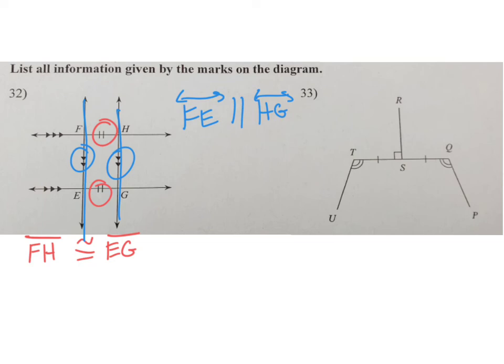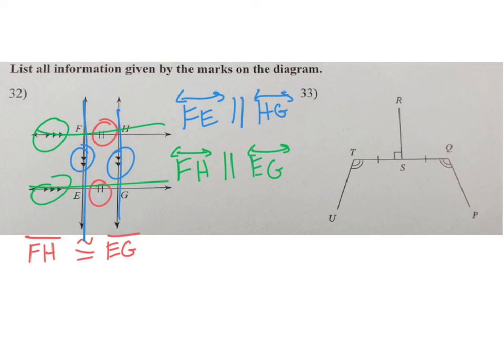Now that means the same thing, but now it's talking about these lines, right? So now I say FH, line on top, tells me I'm talking about the whole entire line, is parallel to EG, line on top. And those are all the marks given. Any marks on there that are given, we need to explain. And that's it, there's only 3 of them.